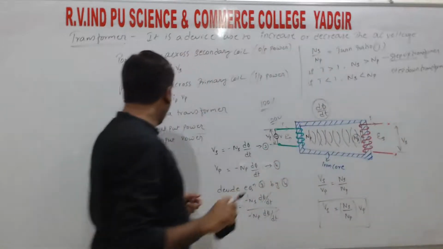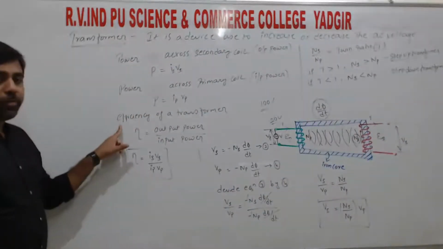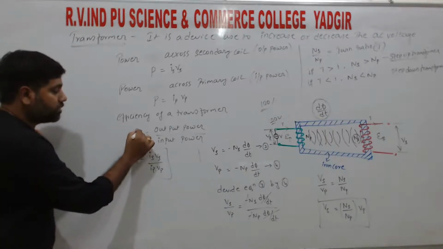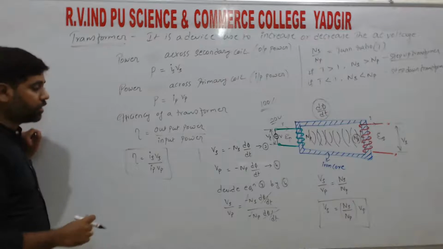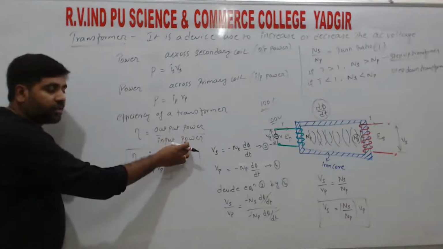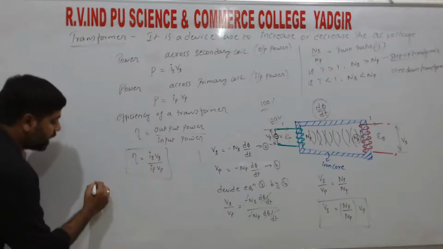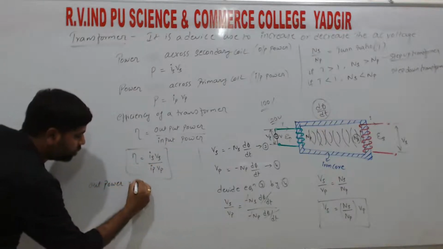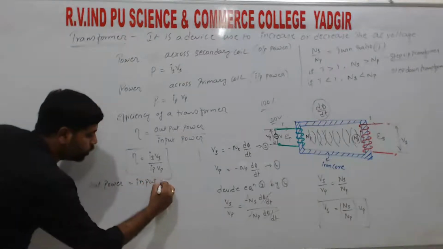So now assuming the efficiency of a transformer is 100%, right? So this efficiency is 100%. So when do we get 100%? When the output power is equal to the input power, right? So output power is equal to input power.